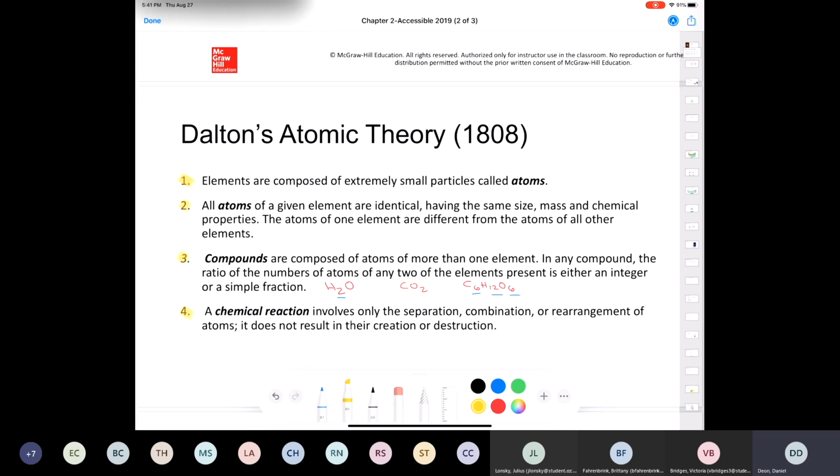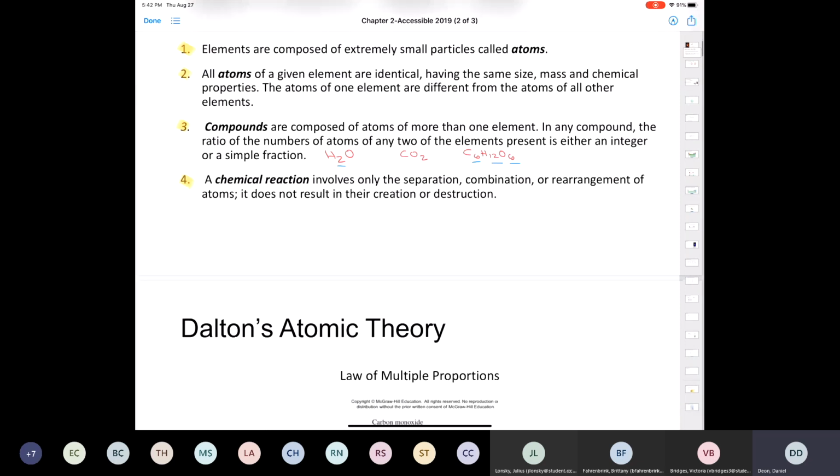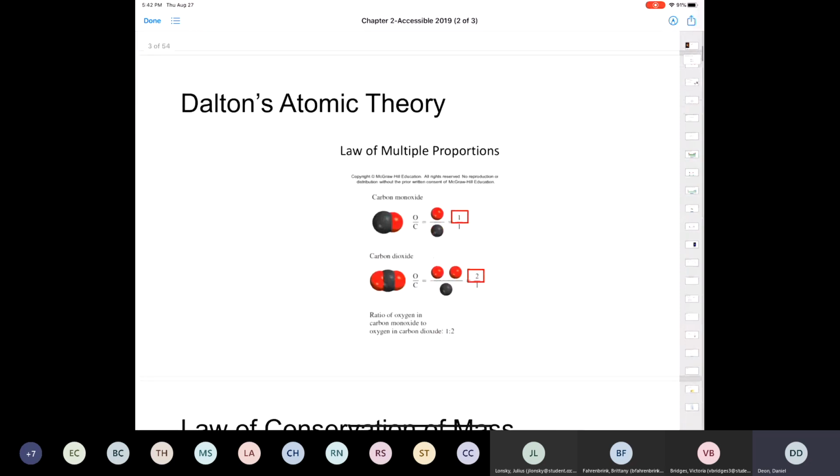Now, again, I'm sure there's somebody who's like, is that true, Mr. Dion? What about radioactive elements? What about uranium? That's a radioactive element. Or what about polonium or radon? And that's nuclear chemistry, okay? And we're not talking about nuclear chemistry right now. So let me show you the law of multiple proportions, which is represented on this slide here.